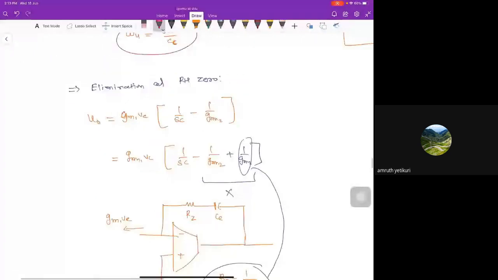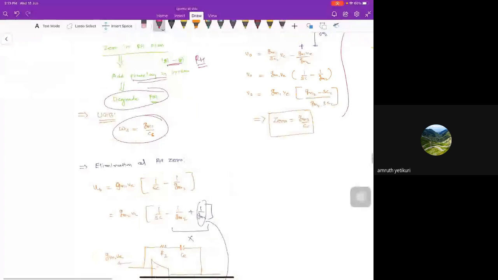So how can we do this? In the derivation you can see 1 by SC minus 1 by GM2. If we add one more term, 1 by GM2, this plus and minus term will get cancelled mathematically. Plus and minus will get cancelled, and you can eliminate it. That means you have already eliminated the zero in a mathematical way.